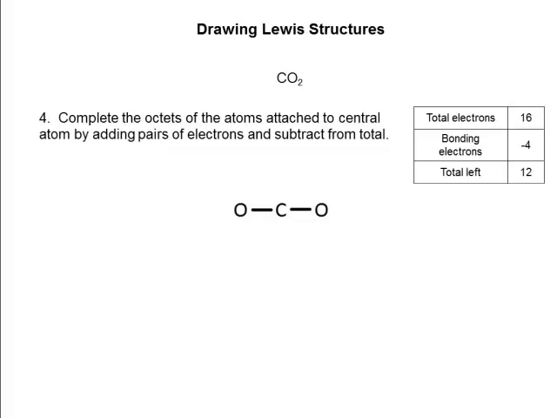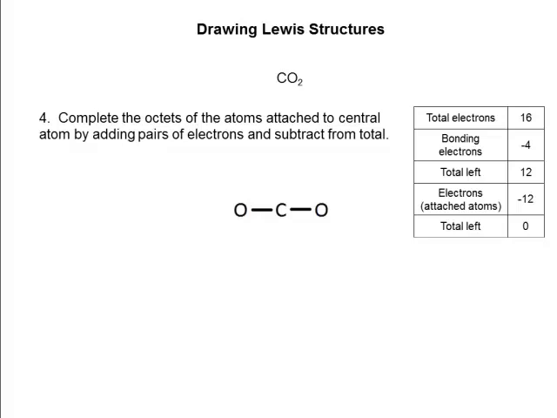Next, I'm going to complete the octets of the atoms attached to the central atom. So those 2 oxygens need to get the octet. Well, if I look at each oxygen, right now they are sharing 2 electrons. But I need to get them to 8 electrons. So each one of those oxygens is going to need 6 more electrons. Well, if I have 2 oxygen, each one needs 6 more electrons. That's 12 electrons total, which is going to leave me with 0 electrons left.